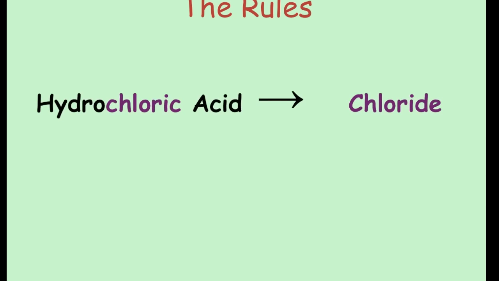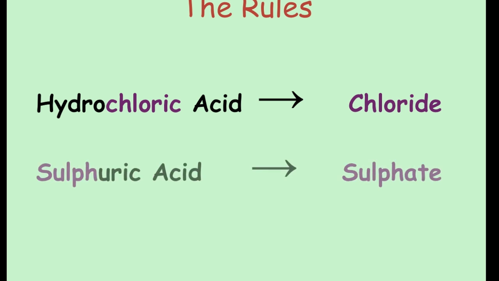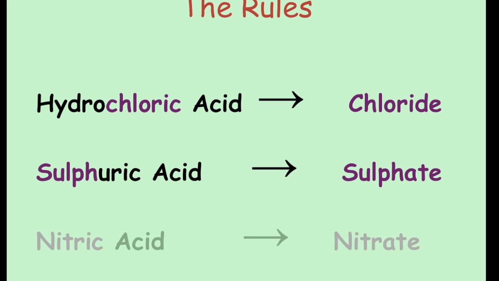Okay, so we've made a salt, and there are some rules about how we name those salts. If we have hydrochloric acid, we make a salt that is called a chloride. If we start off with sulfuric acid and react it with an alkali, we get a salt with a name that ends with sulfate. And nitric acid gives us a nitrate.